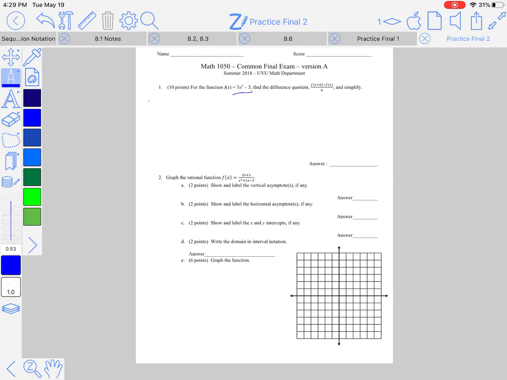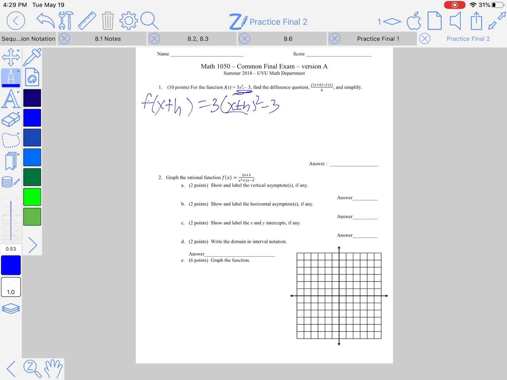So the first thing we need to do is find f of x plus h. Let's say plus h or minus h, guys. Sorry, that's a plus h. Old eyesight here. We need to first find f of x plus h, which means I'm going to take it and plug it into this equation for x. That's going to give us 3 times x plus h squared minus 3.